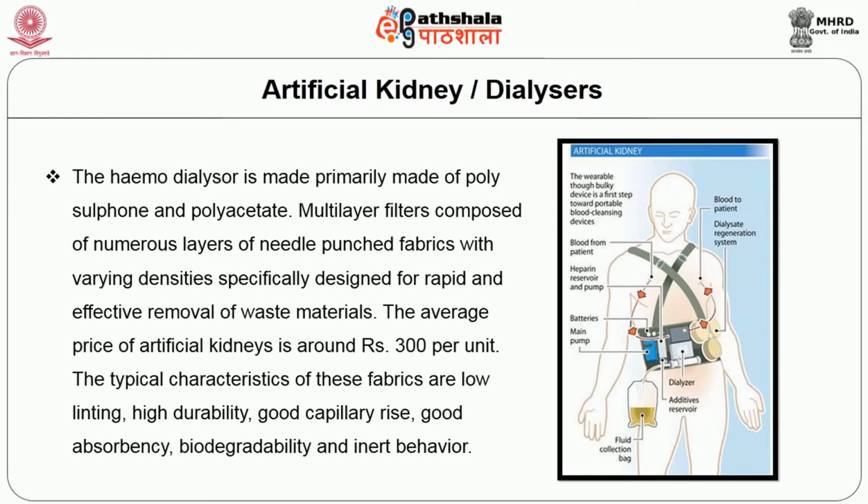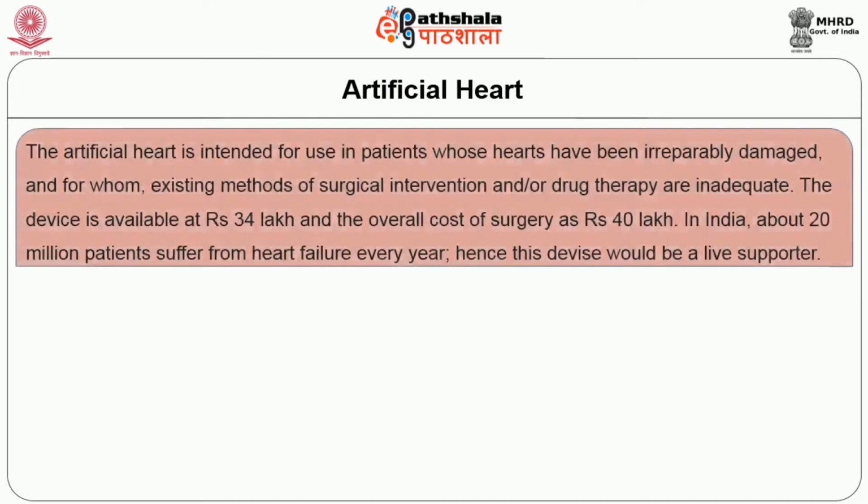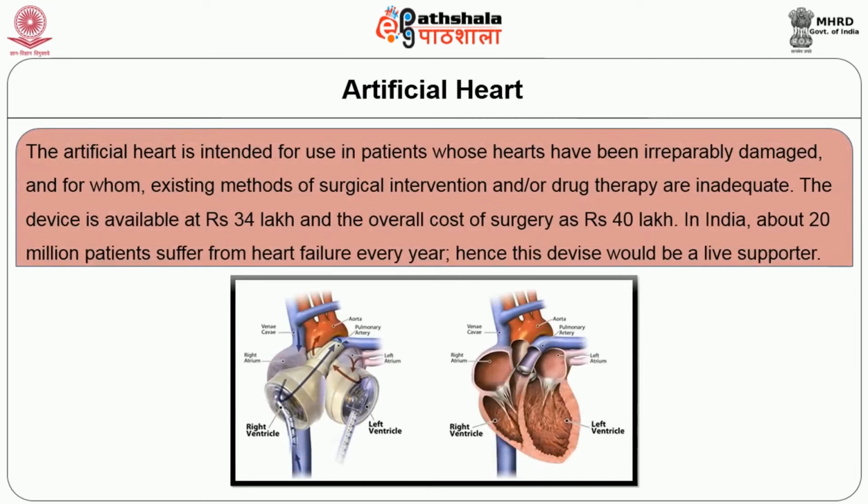Multi-layer filters composed of many layers of needle-punched fabrics with various density, specifically designed for rapid and effective removal of waste material, is used. The average price of artificial kidney is around rupees 300 per unit. The typical characteristics of these fabrics are low linting, high durability, good capillary rise, good absorbency, biodegradability, and inherent behavior. Next, we shall be seeing about artificial heart.